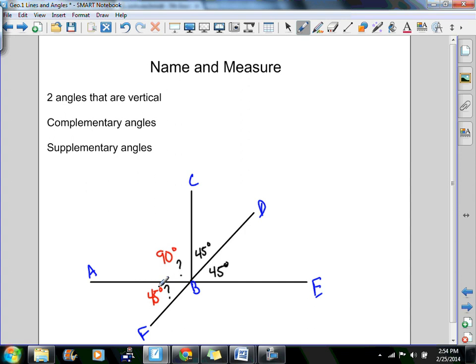Okay? Therefore, 2 angles that are vertical would be angle CBD and angle FBA. 2 angles that are complementary then, there's multiple options here, but I'm going to do angle CBD and angle DBE.